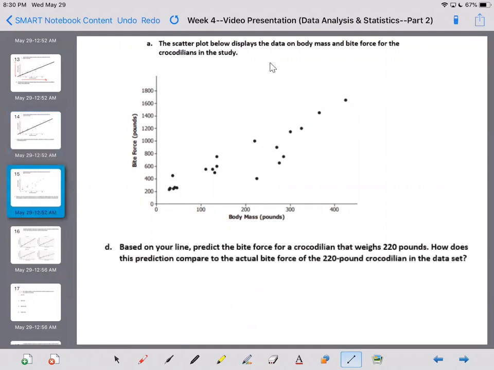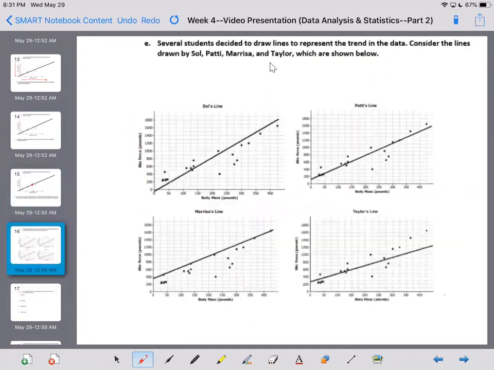Now, based on the trend line, we can predict bite force for a crocodilian that weighs 220 pounds. So here would be approximately 250. So maybe somewhere around here, 225. And if we had our line of best fit looking something like that, maybe around that 800-pound mark would give us a good predicted value.